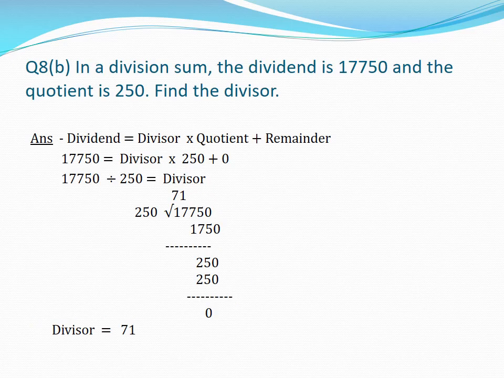Question number 8, B part. In a division sum, the dividend is 17750 and the quotient is 250. Find the divisor. Children, in this sum also dividend and quotient are given. You have to find out the divisor.